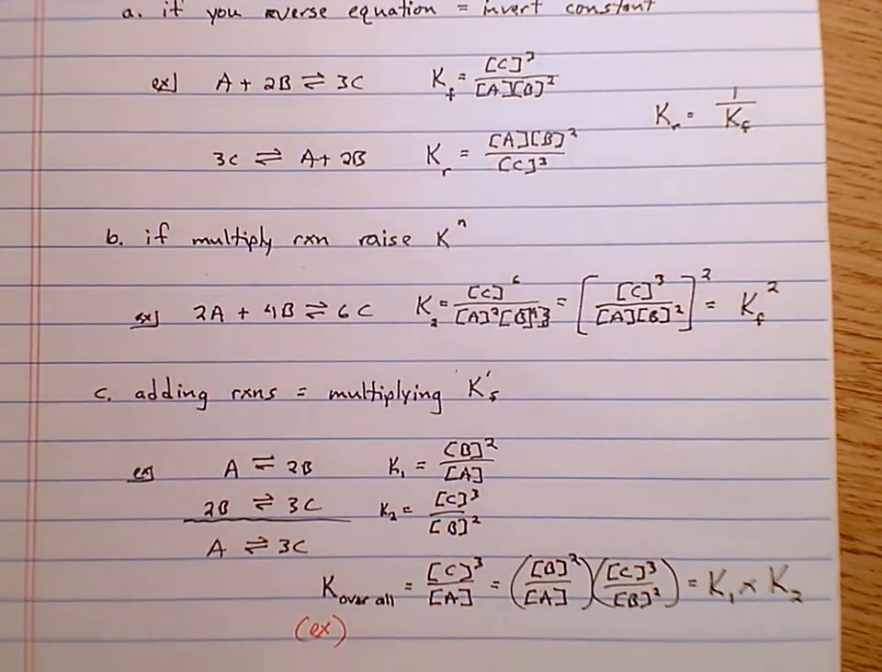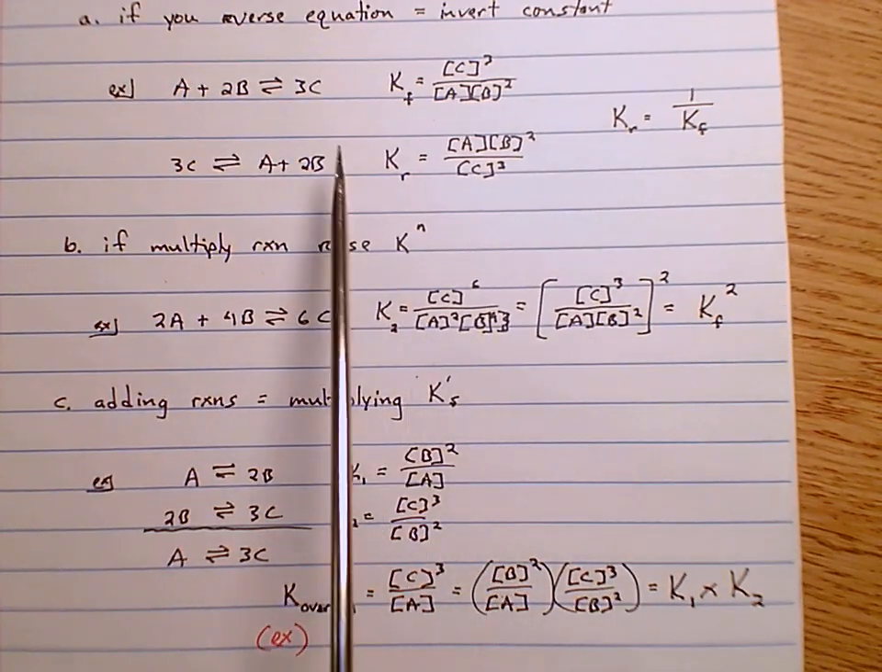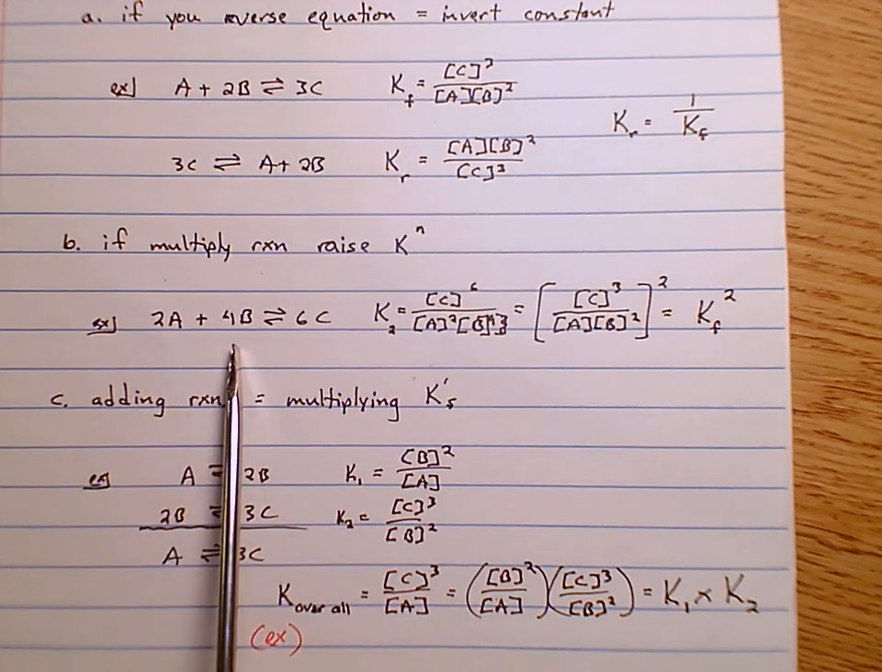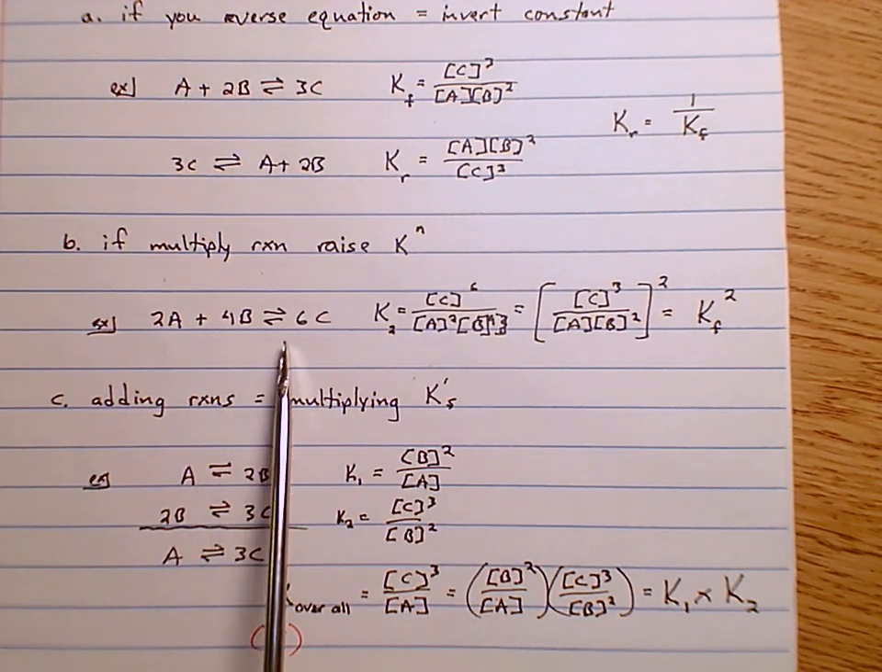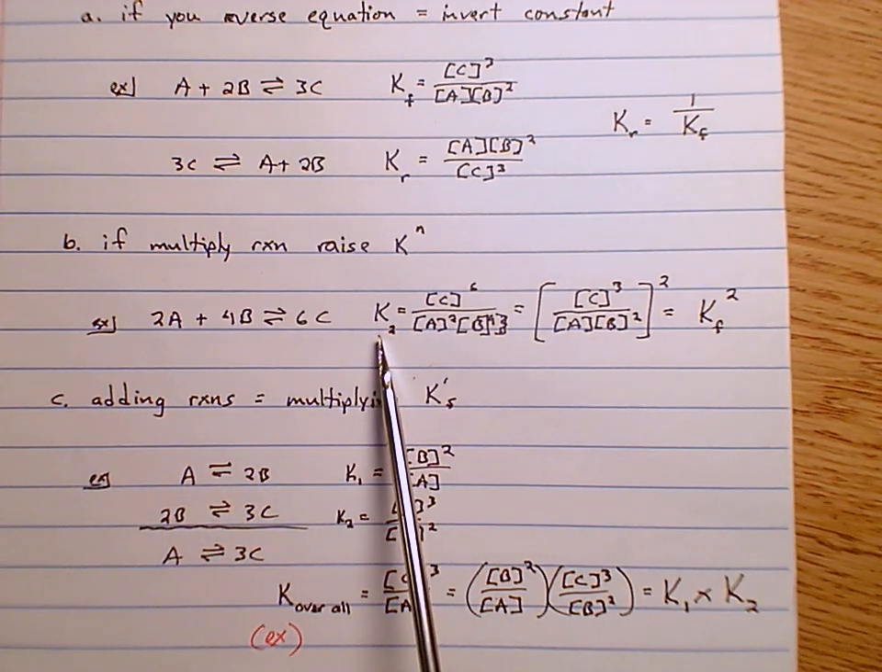Okay, what if you multiply your reaction? Say, up here we had A plus 2B in equilibrium with 3C. What if we multiplied that by 2? 2A plus 4B in equilibrium with 6C. What we can find is that the equilibrium constant is not still the same.